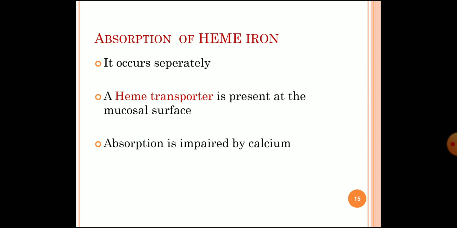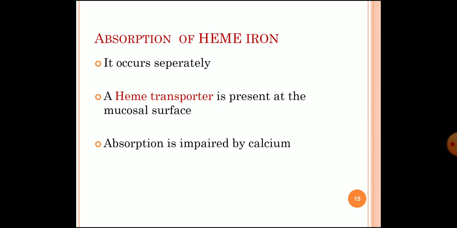Now, how is the heme iron absorbed? We have first told that there are two types of iron in the food, heme iron and non-heme iron. Heme iron is the one which is present in the meat, and it is easily absorbable. So how is it absorbed? It occurs separately. There is no mucosal block theory like thing for the regulation. It is directly absorbed into the cell.